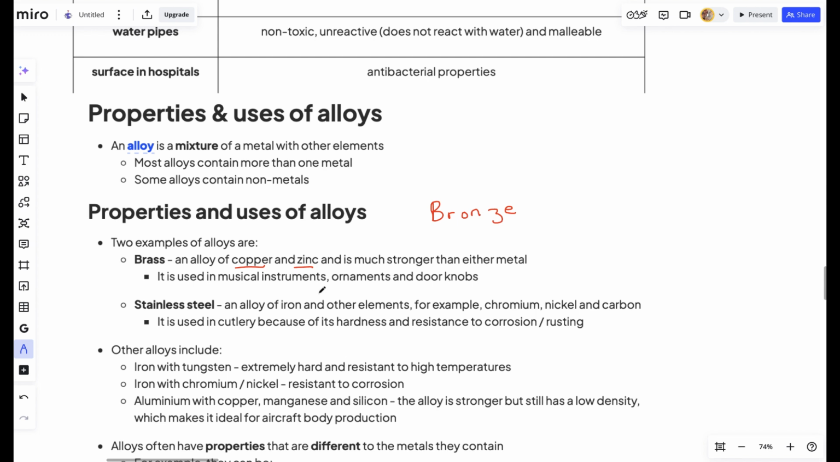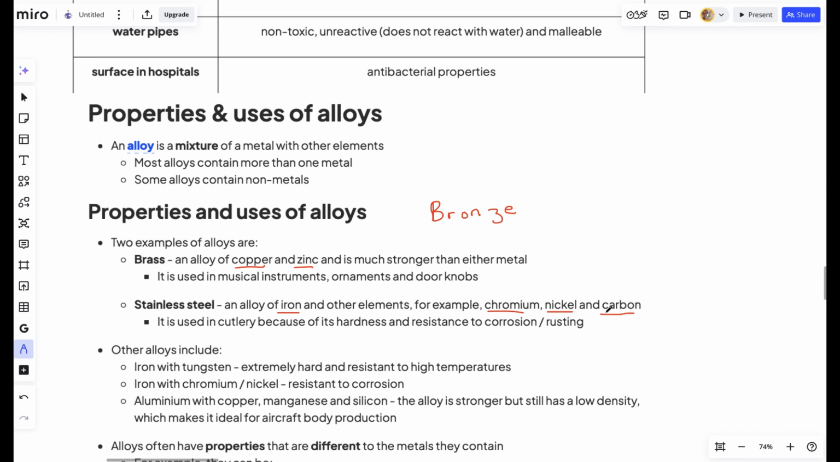So that's for brass. Now let's take a look at stainless steel. Stainless steel is an alloy of iron, of course. Steel is an alloy of iron, not only iron but other elements such as chromium, nickel, and carbon. Carbon is a non-metal, but it has been alloyed with metals. You remember, it's only carbon that is the only non-metal that is added. It's added to nickel, chromium, and iron. So iron, chromium, nickel, and carbon.